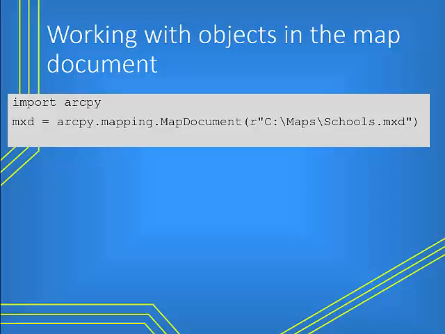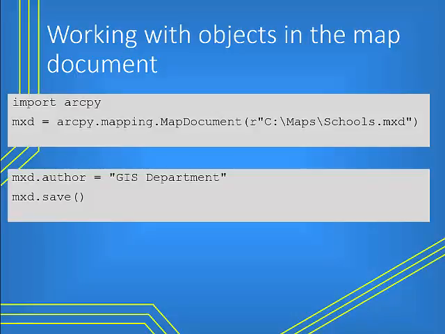In this example, a map document named Schools, located in the C drive Maps folder, is accessed through the ArcPy mapping map document class. All of the properties and methods associated with the map document object are assigned to the variable MXD. While the map document cannot be created with ArcPy mapping, you can use your script to access the map document and the objects it contains. Now you can update the author property and save your map document.